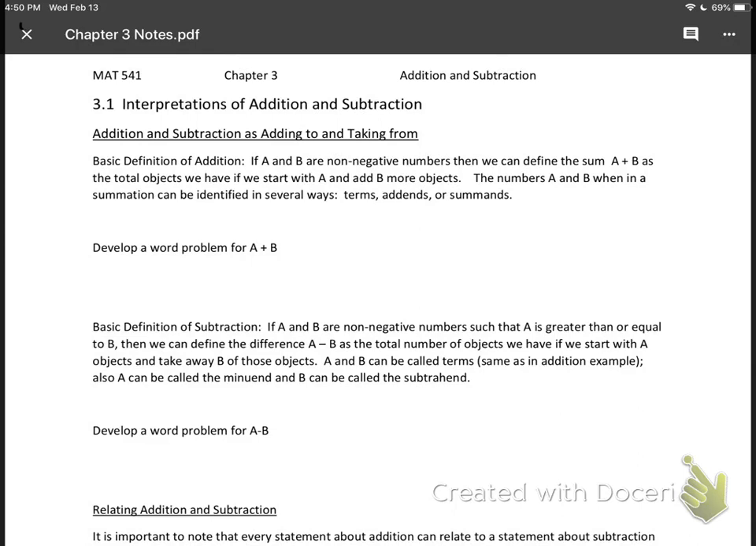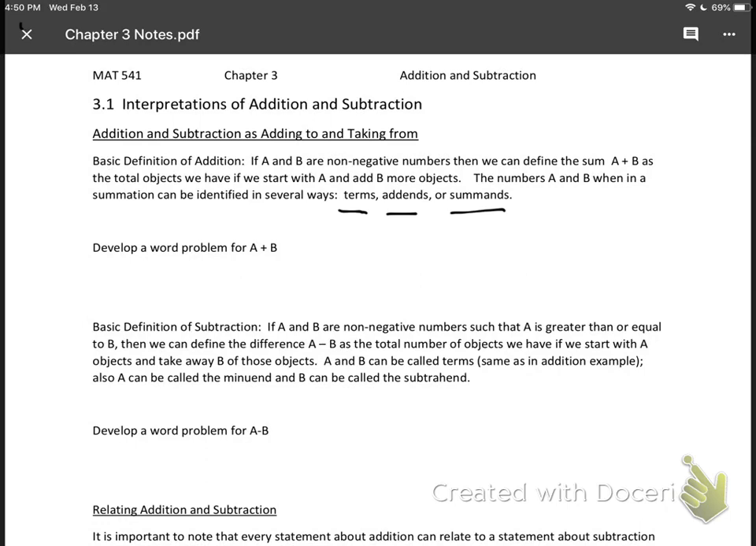In an addition problem, the two numbers in this situation, the A and the B, which are said to be non-negative numbers, can be called terms, add-ins, or summands. We tend to, in the higher levels, call these terms.